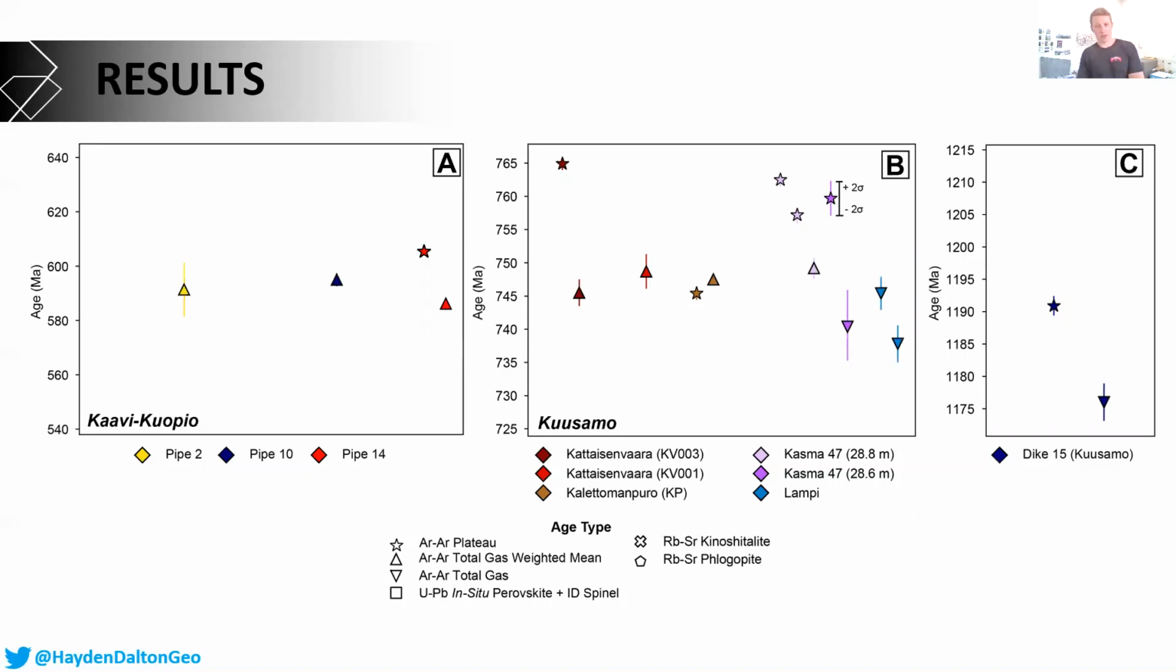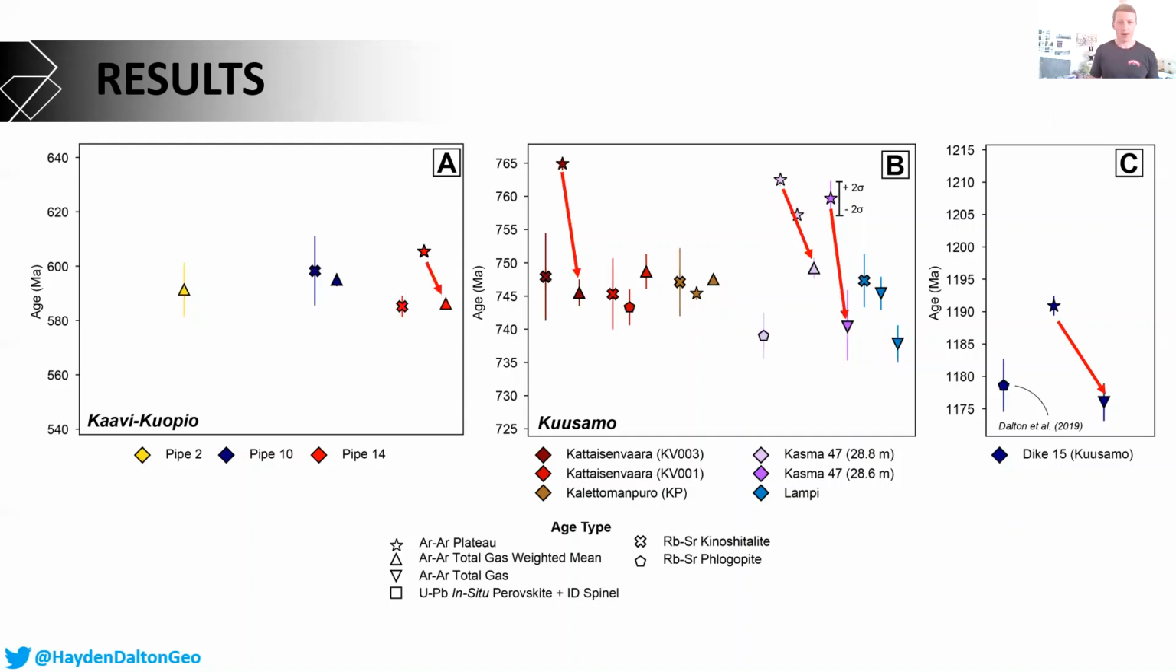And then if we compare that with the total gas ages, the total gas age is the aggregate age for all the heating steps, weighted by the amount of 39 argon released in each step. What's interesting to note here is that in almost all the cases, the total gas age is lower than the plateau age, except for this one case, where the plateau age and total gas age overlap within error. So what about the rubidium strontium ages?